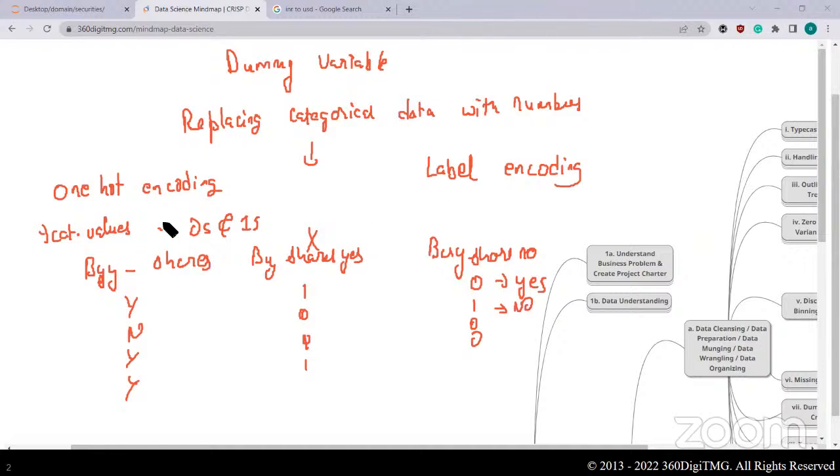Now, if you have more than two outputs within a categorical column, you can expect that many columns. For example, you have 5 values.